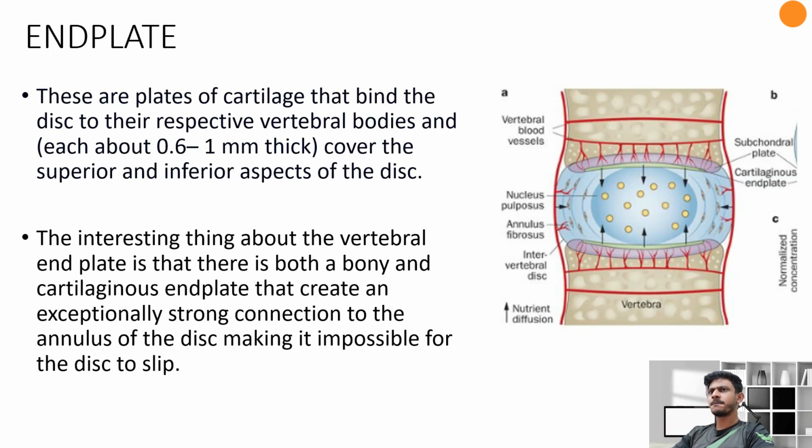Coming to the end plate, these are plates of cartilage that bind the disc to their respective vertebral bodies. This is the cartilaginous end plate. As you can see, it binds the disc and makes sure that the disc is in place and holds it to the respective vertebral bodies.